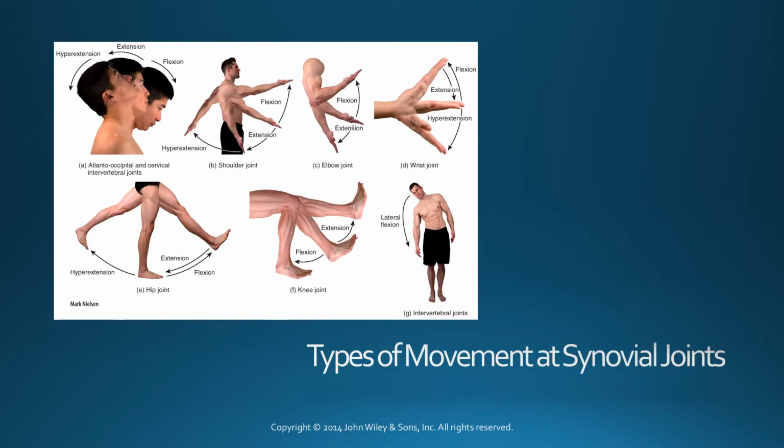In angular movements, there is an increase or decrease in the angle between the articulating bones. The major angular movements are flexion, extension, lateral flexion, hyperextension, abduction, adduction, and circumduction.